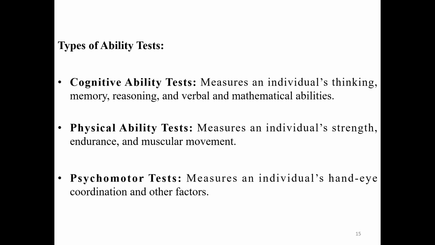Basically the cognitive test means tests with respect to our thinking capacity, our memory, reasoning, verbal as well as mathematical abilities. The next is the physical ability test. Basically it measures the individual's strength, endurance, and muscular movement. Psychomotor test means hand-eye coordination and other factors.